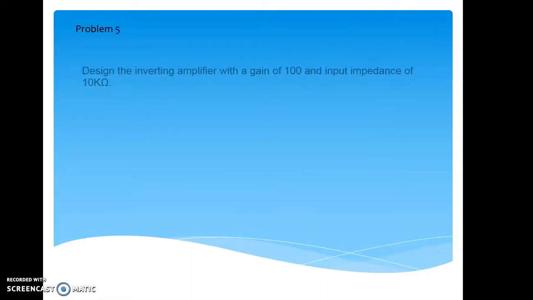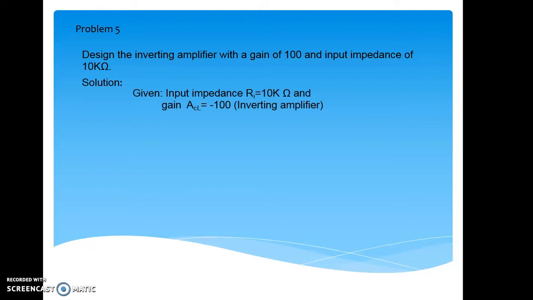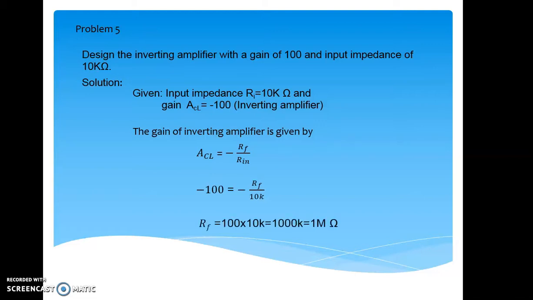Then consider the next problem. Here we have to design an inverting amplifier with a gain of 100 and an input impedance of 10 kilo ohms. In order to have this input impedance, 10 kilo ohm is the input resistance. The gain given is minus 100 because it's an inverting amplifier. We know the formula for the closed loop gain, ACL is equal to minus Rf upon R1. Then we substitute the values and we get Rf equal to 1 mega ohm.